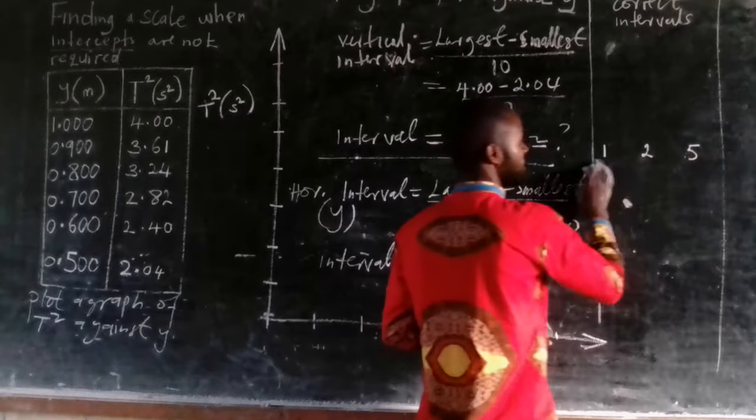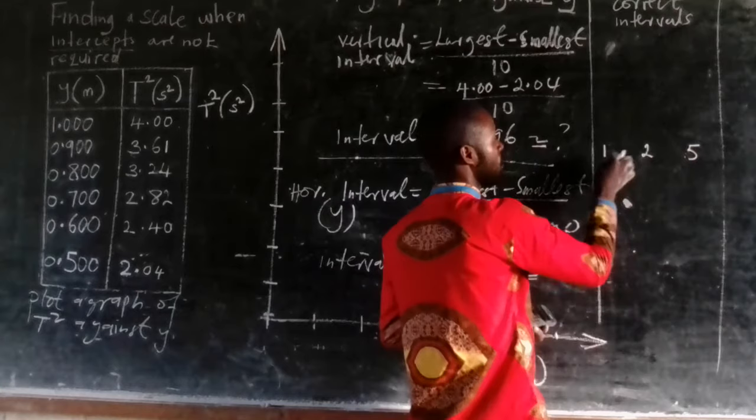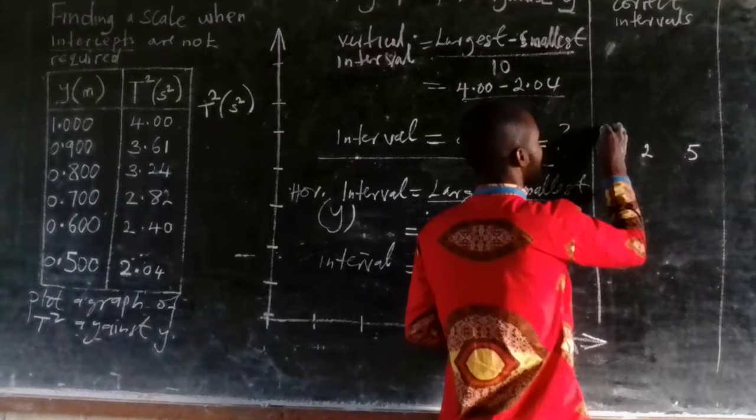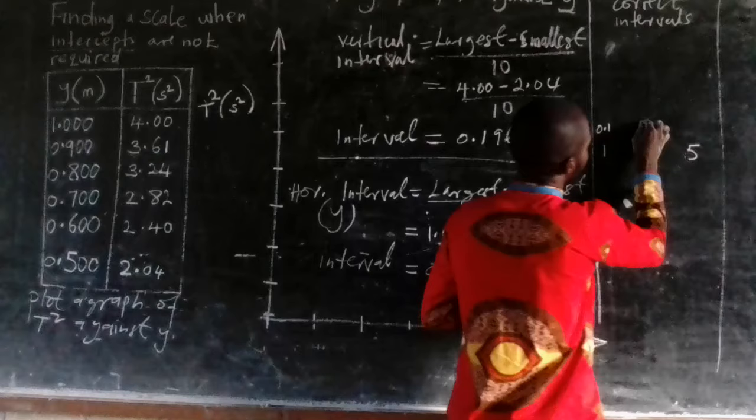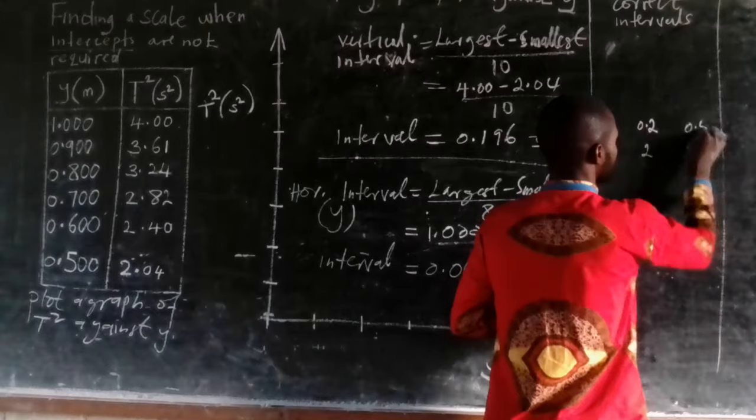Now they said, what about the others? Because always you may not get a scale of 1, 2, or 5. There are other smaller values. So when you get this, you divide by 10, you get 0.1. I'm saying divide it by 10, not any other value, but by 10. What about here? When you divide it, you get 0.2. When you get 5 divided by 10, you get 0.5. Like that. You can get other numbers upwards.